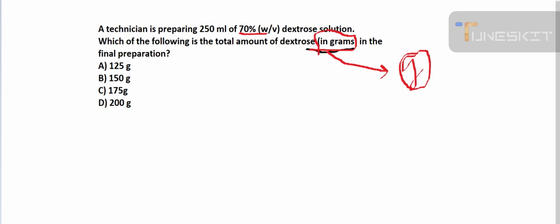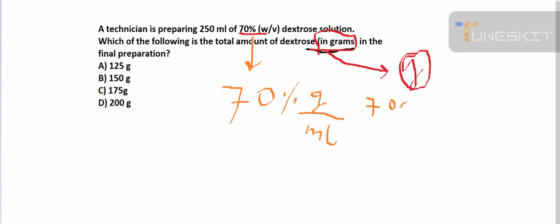This value can confuse you if you don't have the concept that this percentage basically means, he has given a hint as well. Weight by volume means gram by ml, gram in weight and ml in volume. So this will be converted into 70 grams into 100 ml. It will always be 100 ml in weight by volume.